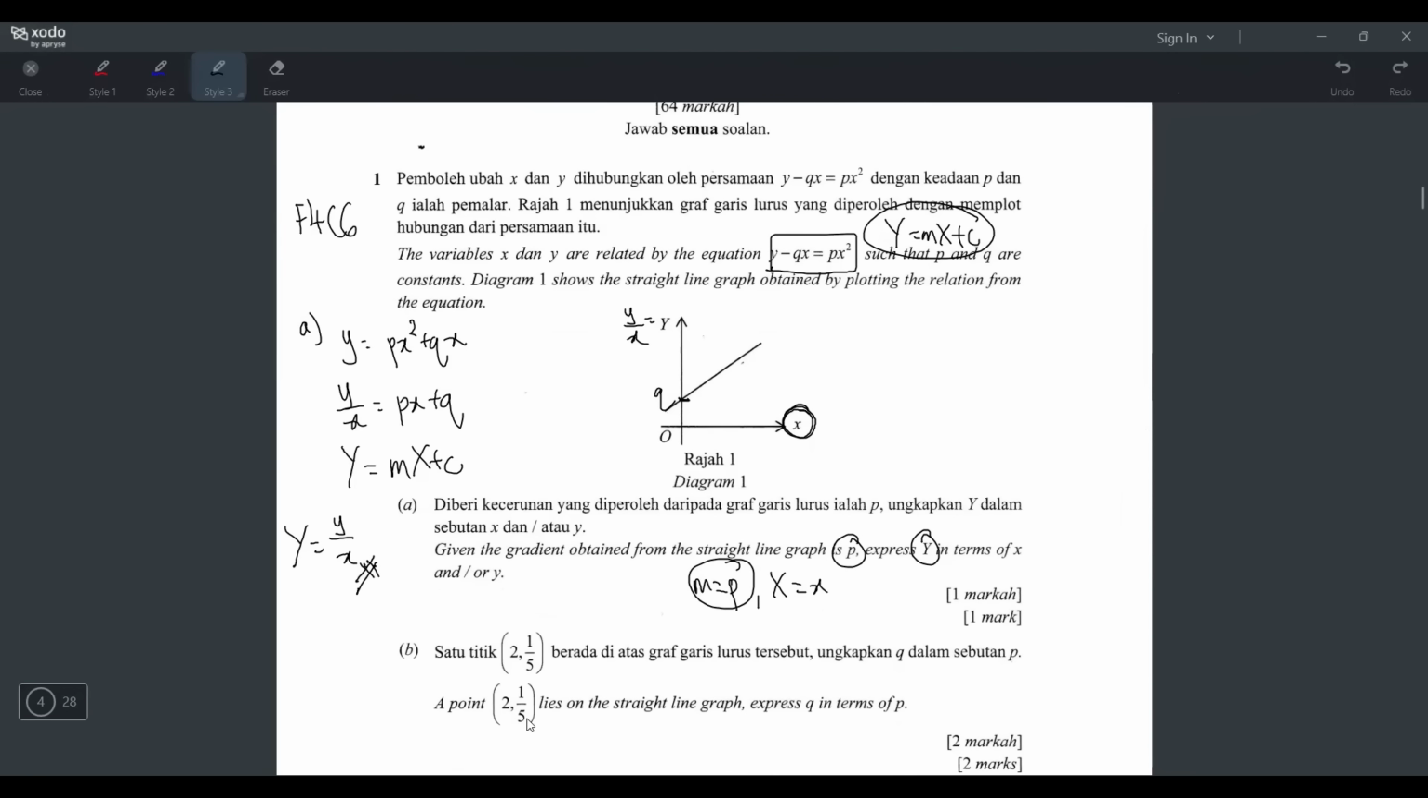A point (2, 1/5) lies on the straight line graph. Express Q in terms of P. That means (2, 1/5) is a point that passes through the line. Okay, this point is somewhere on the line. So if it's somewhere on the line, that means we can substitute inside the equation. But when you substitute, be careful.